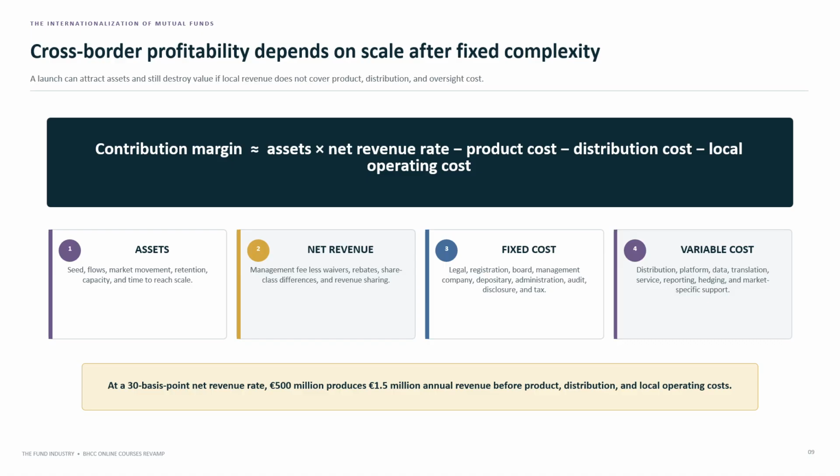The example on the slide is intentionally sobering. At a 30 basis point net revenue rate, 500 million euros of assets produces 1.5 million euros of annual revenue before those costs. 500 million sounds like a large fund until the revenue is asked to pay everyone who made the fund possible. A launch can attract assets and still destroy value if the fee mix is weak or the operating footprint is too broad.